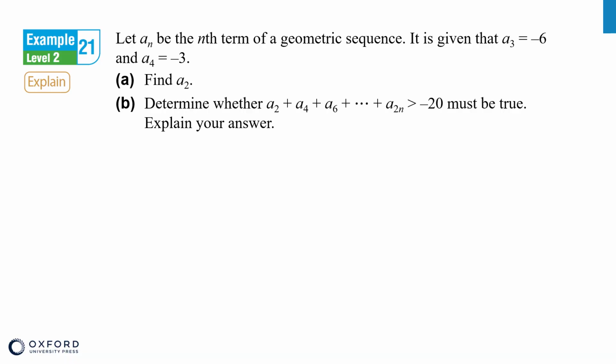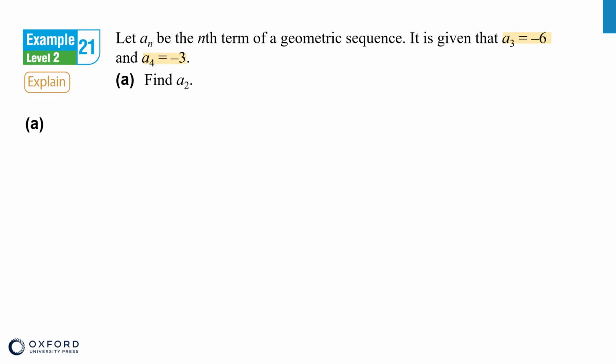In this video, we are going to determine whether the sum of certain terms in a geometric sequence is greater than a given value. In the question, an is the nth term of a geometric sequence, and a3 and a4 are given as -6 and -3 respectively. We need to find the second term first, and then determine whether the sum of the second, fourth, sixth, up to the 2nth term must be greater than -20, and explain the answer.